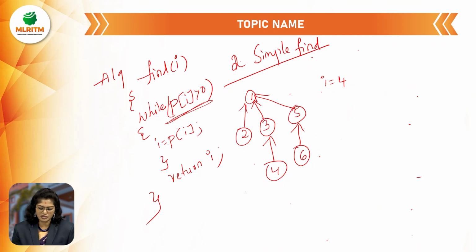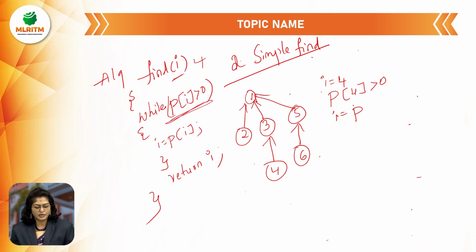So when we start with I equals 4, find of I equals 4. Now P of I is greater than 0. P of 4 is greater than 0, so I equals P of I. What is the value of P of 4 from the previous table? It is 3. Alright, that 3 is greater than 0, so again you need to iterate that process.